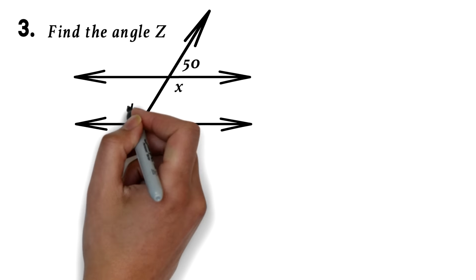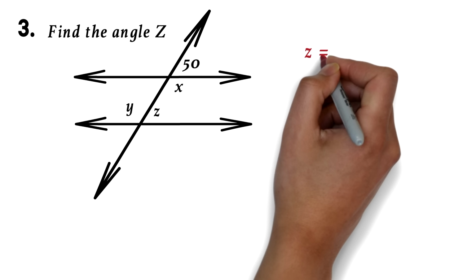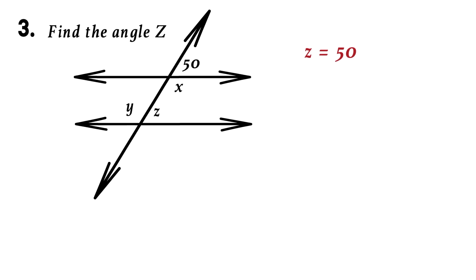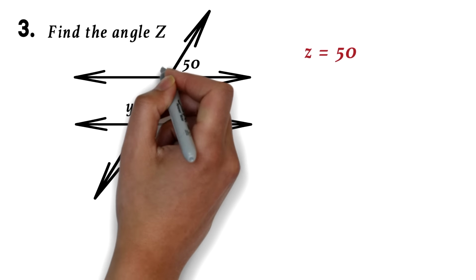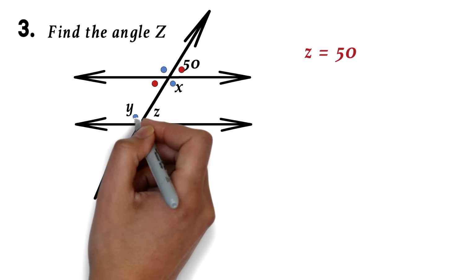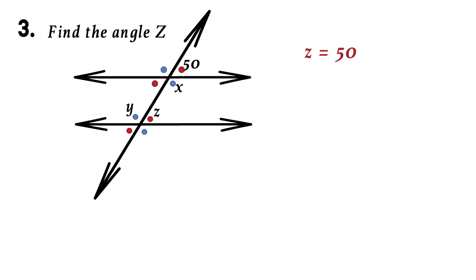Question 3. In this question, you are asked to find Z. The answer is 50 degrees. It should take you less than a second to solve this. Let's look at how we got it. You just use alternating dots or symbols or whatever to represent the angles. I'm using red and blue dots. All angles labeled red are the same. So here, since the 50 degrees is labeled red and the Z is also labeled red, the angles are the same.